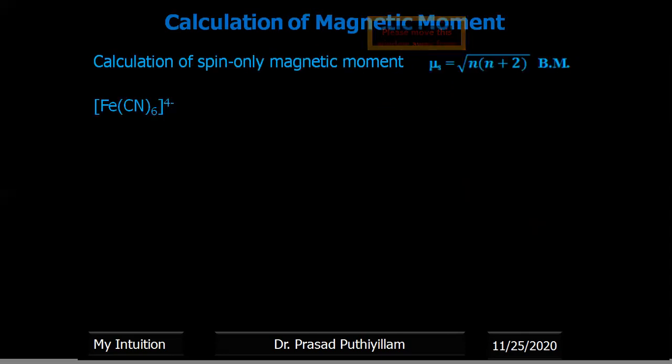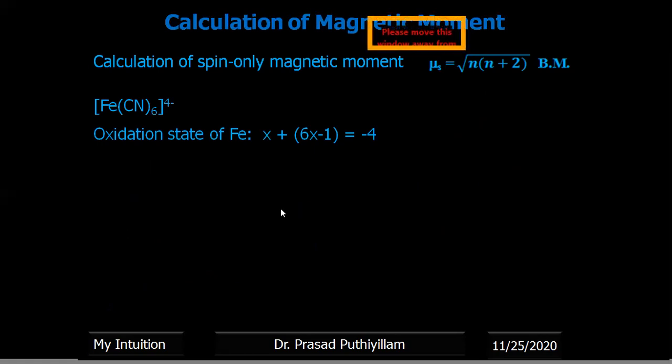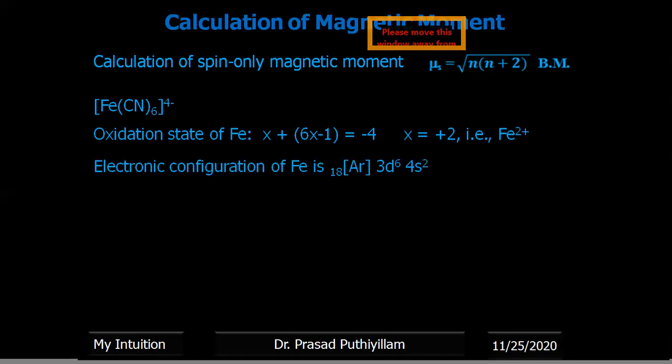One more example, if you take [Fe(CN)6] 4 minus, first we need to find the oxidation state of the central metal ion, that is iron. Let the oxidation state of iron be x. Cyanide has a minus 1 oxidation number, so 6 into minus 1 is minus 6. The overall charge is minus 4, therefore x becomes plus 2. Therefore iron is in the 2 plus oxidation state.